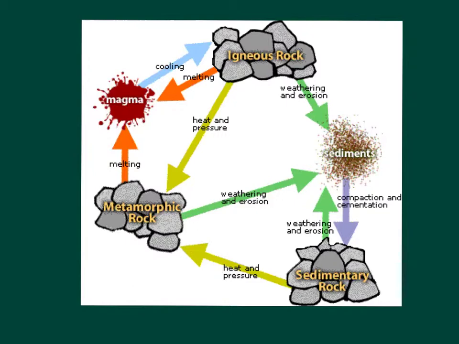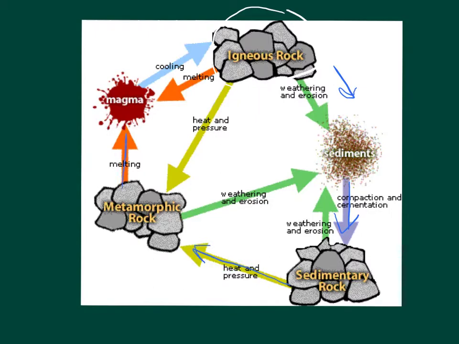Here's another look at just a really simplified version of the rock cycle. So no matter where you start, right, if you start here at igneous rock, through weathering and erosion, it will turn into sediments. And those sediments, through compaction and cementation, will go into the sedimentary rock. And with applied heat and pressure, it will go to metamorphic.